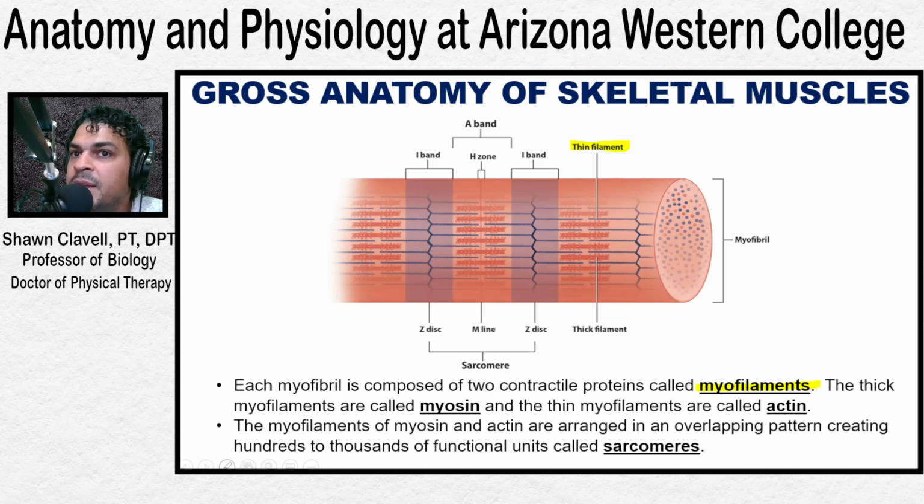Now the thin filament is called actin. So we'll give that a separate color. Let's pick a green perhaps. We can see that the thin filament is called actin. And we'll highlight that there. And the thick filament, which I'll highlight in blue here, the thick filament is called myosin, right here. I'll highlight that.